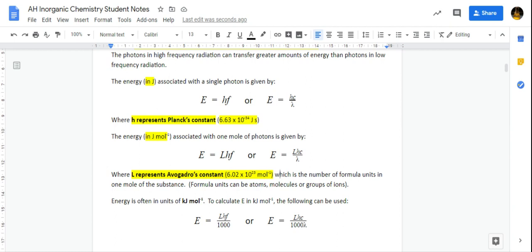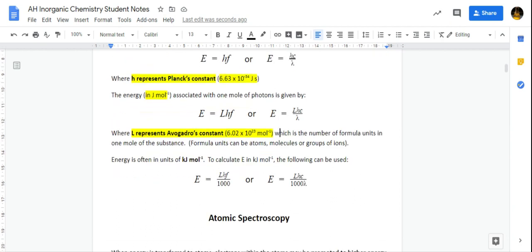Again, you can substitute in c over lambda for f, to get the equation E equals Lhc divided by lambda. This obviously gives you joules per mole. As chemists, we like the units of kilojoules per mole. So to calculate the energy in kilojoules per mole, we just divide by 1,000. This equation was in joules. To convert it to kilojoules, divide by 1,000.